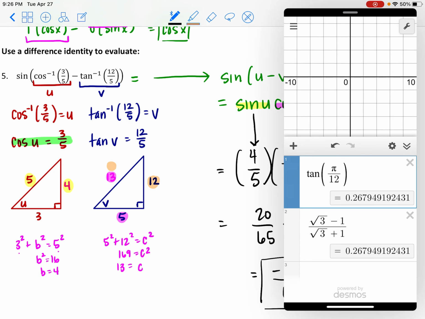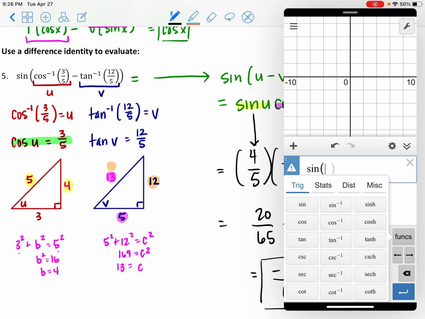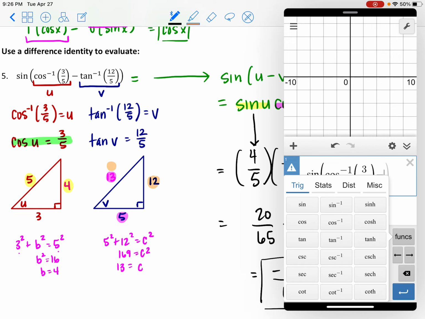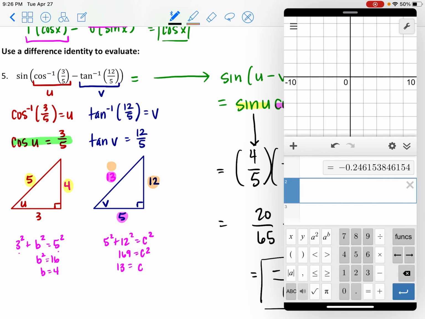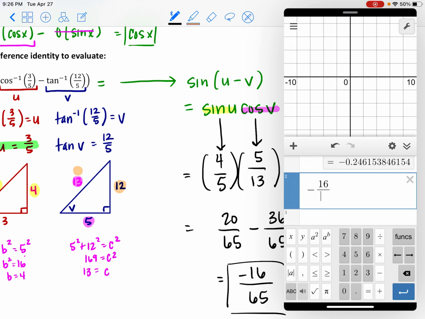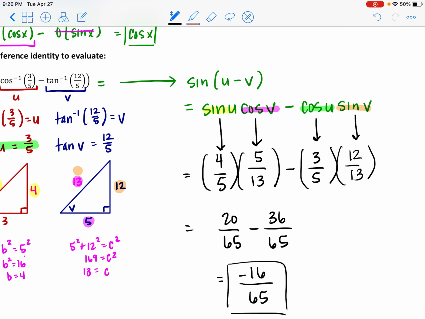Okay, now let's go ahead and just verify. We've done all this work. Let's make sure it's right. So let's see. Can you handle this, Desmos? Sine of the inverse cosine of 3/5 is going to go in there. And then we're going to subtract the inverse tangent of 12/5. And we're going to close that off. Okay, so we get that decimal. And now let's put in our new fraction and make sure it's the same. Is -16/65 the same value? And look at that. We did it right. I survived this one unscathed.